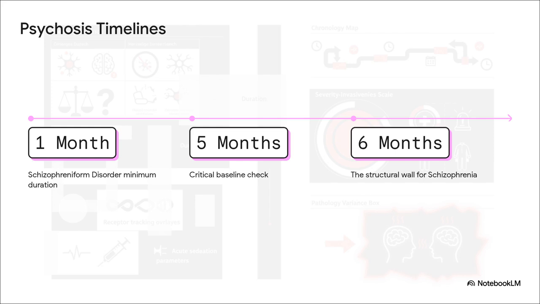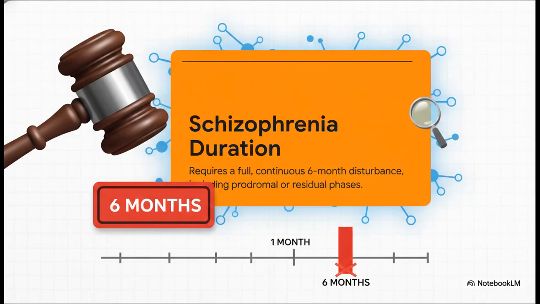Schizophrenia requires a full continuous 6-month disturbance, and yeah, that includes prodromal or residual phases. You have to hit that structural wall. This singular variable, that 6-month duration, is the heavy gavel of diagnostic math that corrects your clinical course. You absolutely cannot negotiate with this number. If it's under 6 months, you hold back the schizophrenia diagnosis, period.